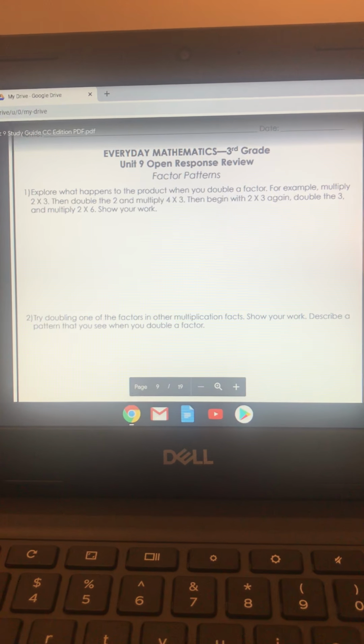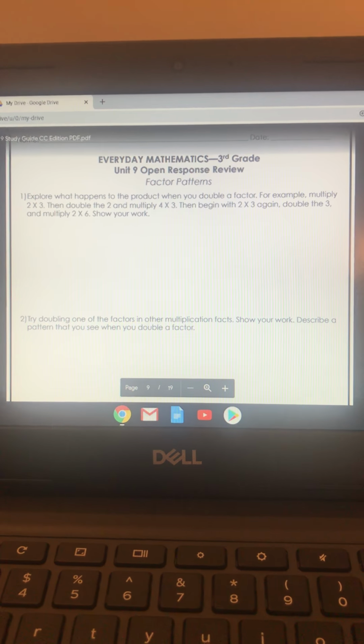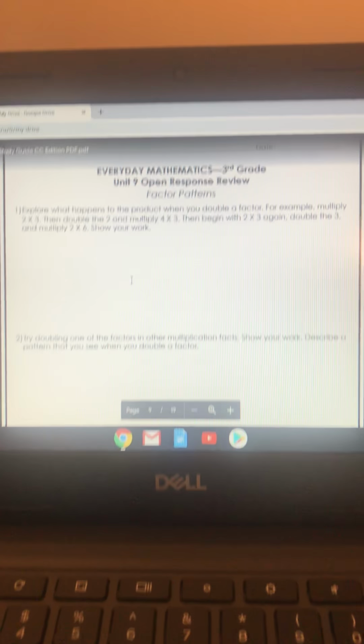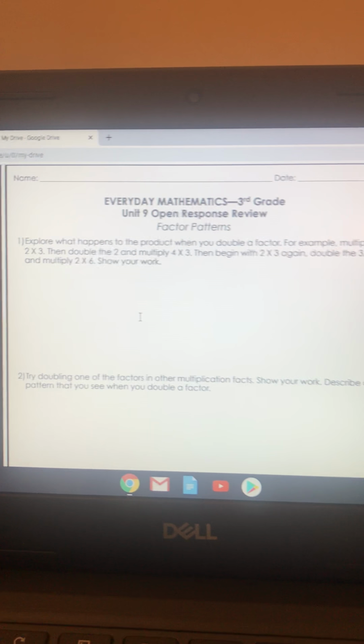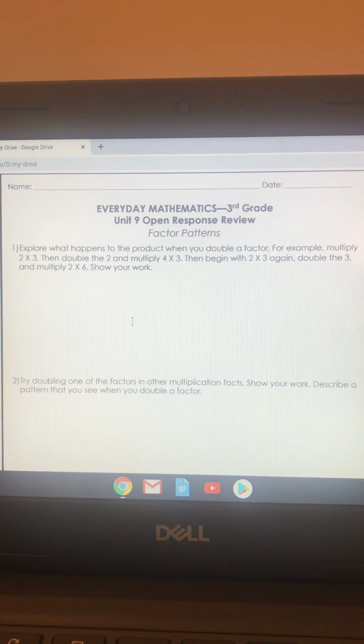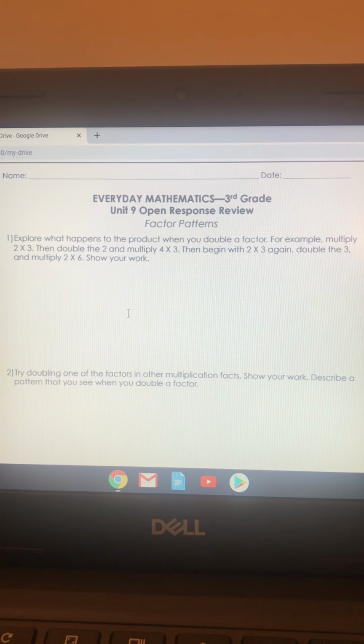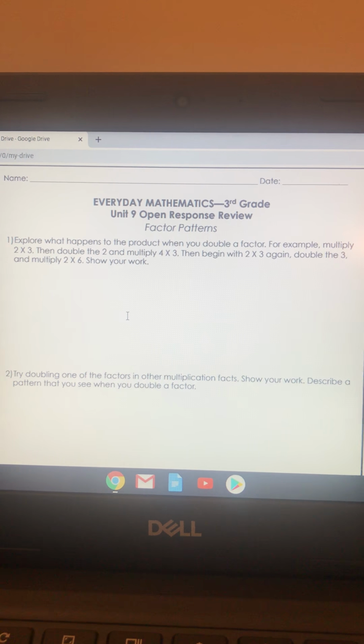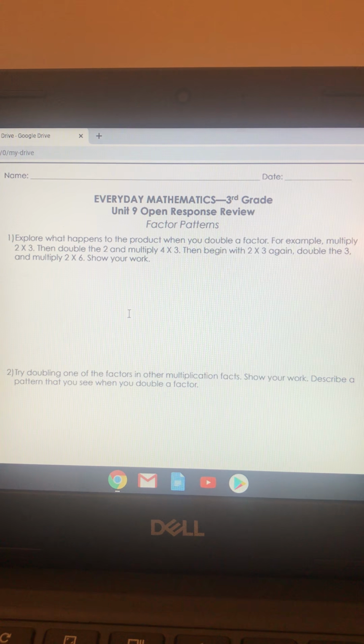So today we're going to do the review for the open response part of the test, and there will be 3 questions just like these. So let's read number 1. It says, explore what happens to the product when you double a factor. For example, multiply 2 times 3, then double the 2 and multiply 4 times 3. Okay, let's start with that.